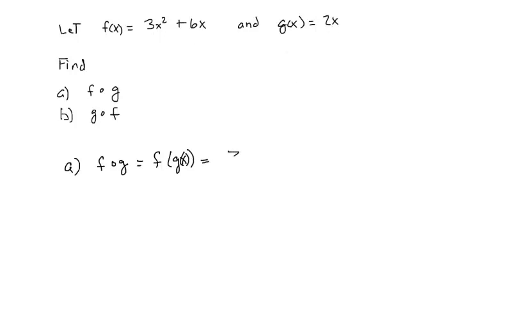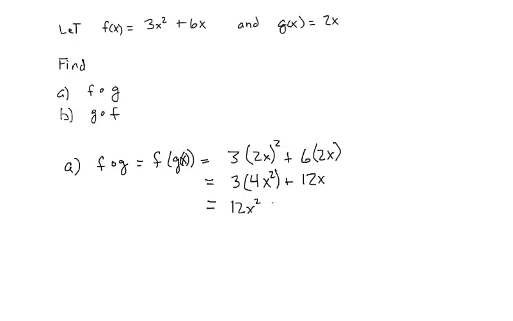So we have 3 times, now we have an x, so we're going to put 2x in its place, 2x squared plus 6 times 2x. And now we simplify. So we have 3 times, now when we square 2 we get 4, and x squared plus 12x. And then 3 times 4 is 12, so it simplifies to 12x squared plus 12x.